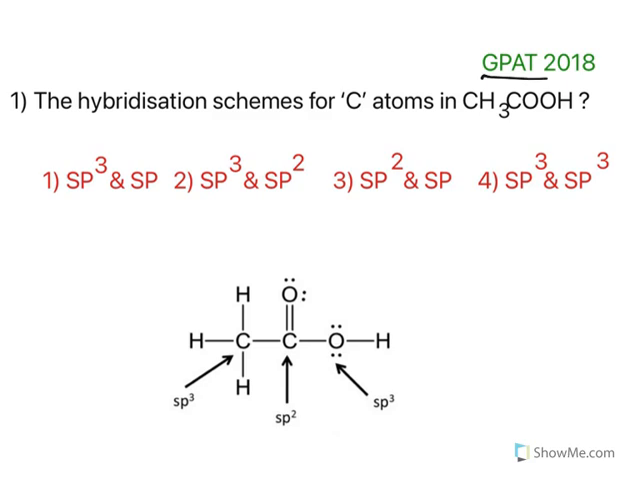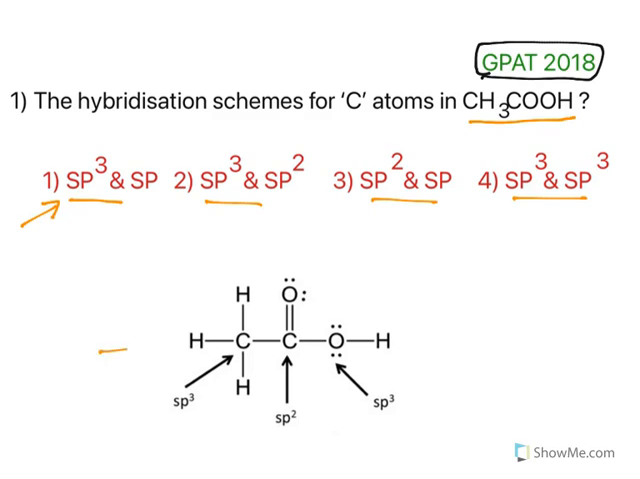Now in GPAT 2018, there is a question about hybridization of acetic acid. When you see the options, you have all the combinations of sp3, sp2, sp. You need to understand what the hybridization is, then look for the option. Don't directly go for the options because you will get confused with all the multiple combinations.